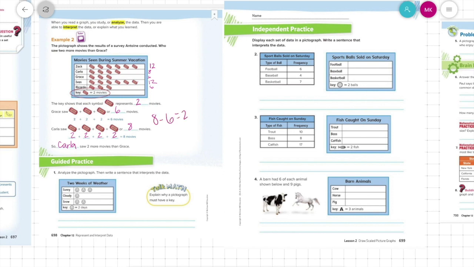All right, let's look at guided practice. Analyze the picture graph, then write a sentence that interprets the data. All right, so we can see that each smiley face equals 2 days. So it was sunny, how many days? It was cloudy, how many days? And then it snowed, how many days? It was sunny for 6 days, it was cloudy for 2 days, and it snowed for 4 days. We could write something like, there were 2 times as many snow days as cloudy days.